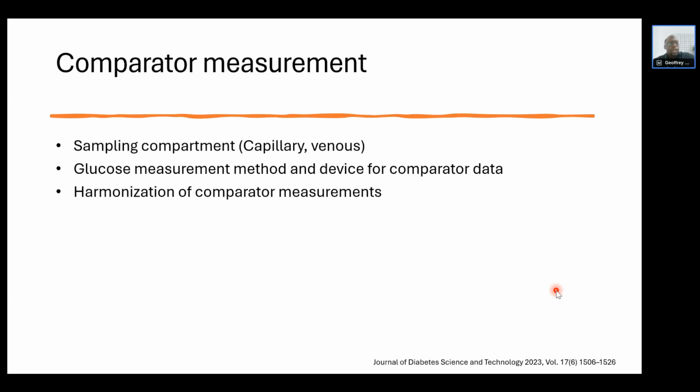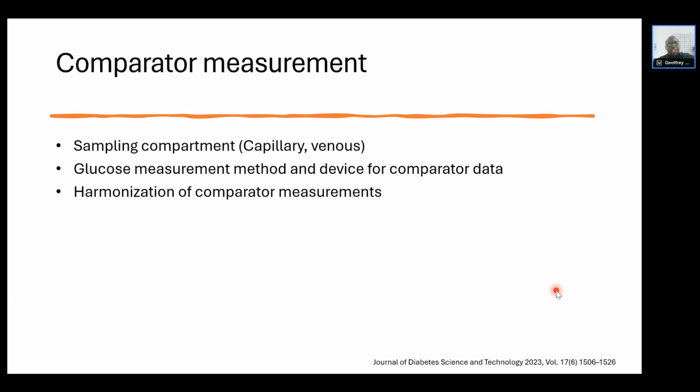And finally, should we harmonize? Should we have harmonization of comparator measurements? And what do I mean here? If you're going to compare a CGM measurement to that of a self-monitoring blood glucose device, the blood glucose device also has inherent biases. And so is it possible then to have measurements done for some of the samples using a higher order method? Then you recalibrate your data so that your comparisons are actually related to a higher order method.